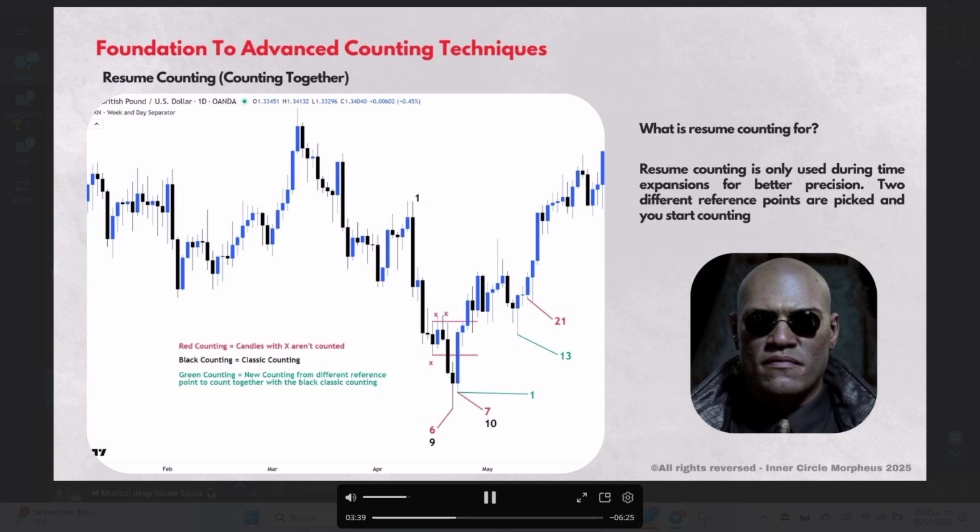2 different reference points are picked and you start counting just after. This explains why our classic counting doesn't work sometimes. There's a time contraction going on here. Check the candles with X marked. We get 9 and 10 as the lows, yet it's 7th candle as you realize when you check the red counting. I would like you to see green 13th and red 21st candle, Neo. Doesn't it look amazing? Please stop the video and think. You can find many examples like this on charts by using resume counting and counting contractions together.